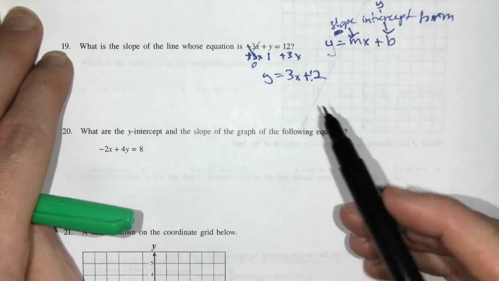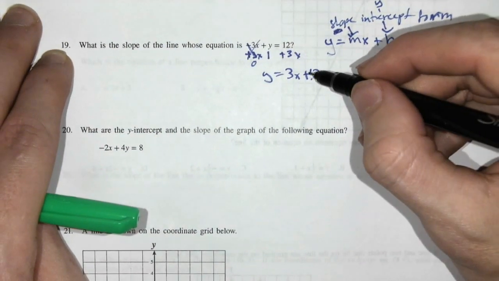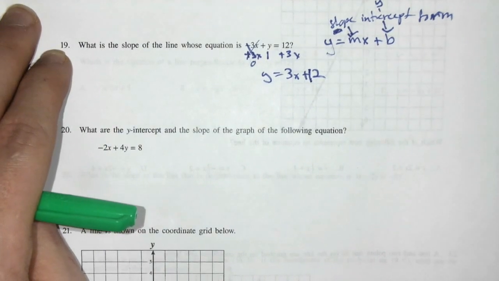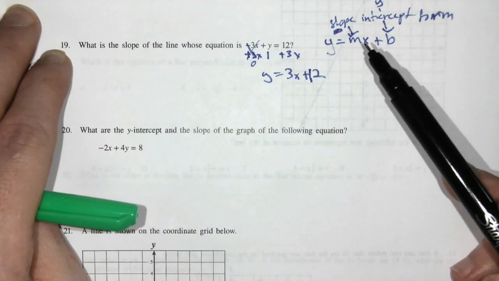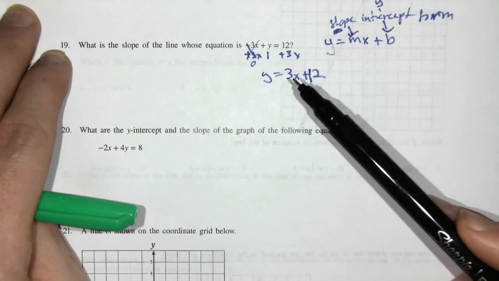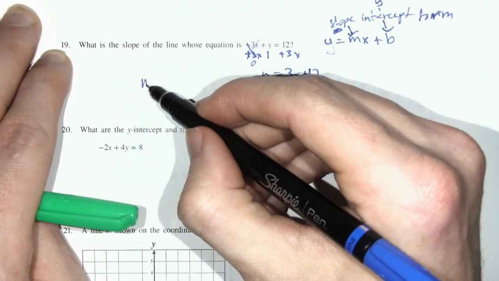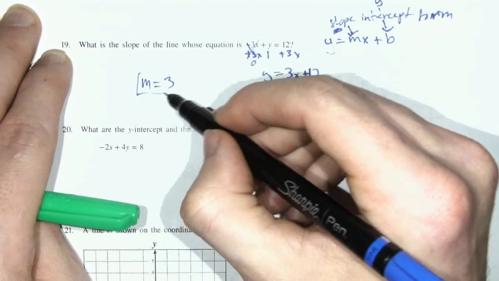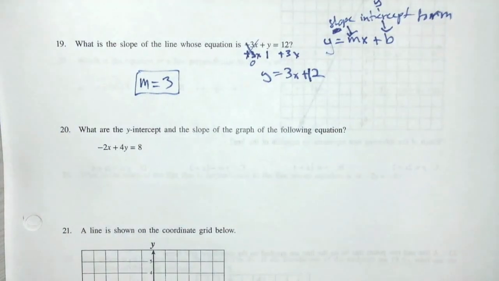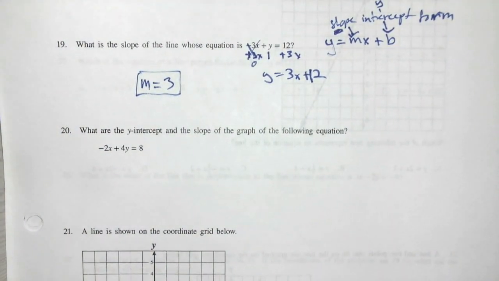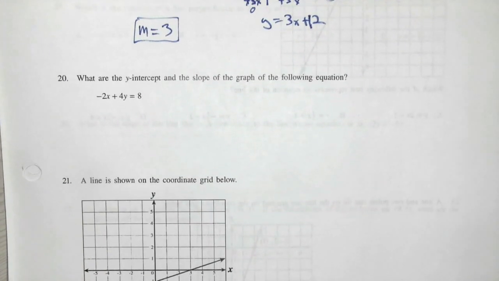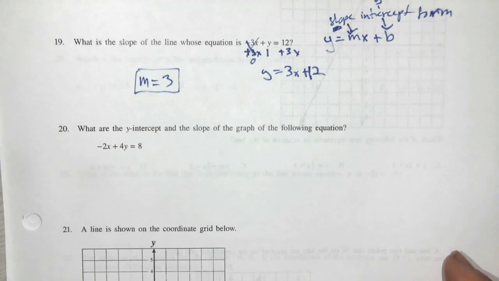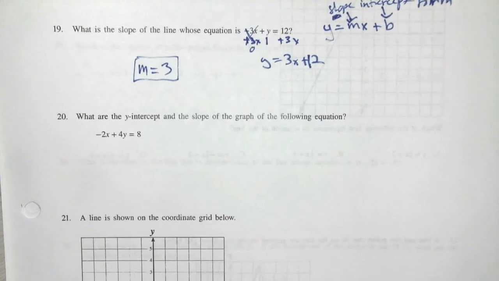Now it's in slope-intercept form. So you compare it to this, y equals mx plus b, where m is the slope. So what's m in this equation? Well, it's 3. So m equals 3. That's your answer. For number 20, you do the same thing. Solve this equation for y, and then you find m and b.